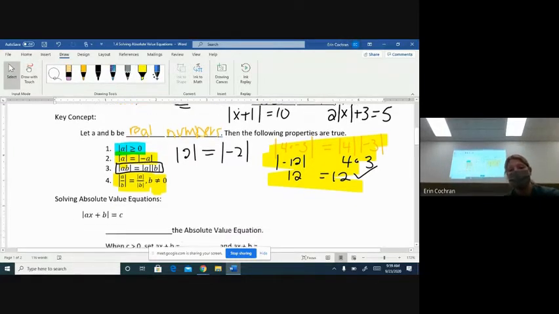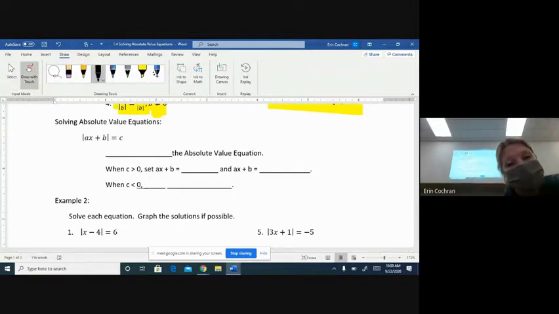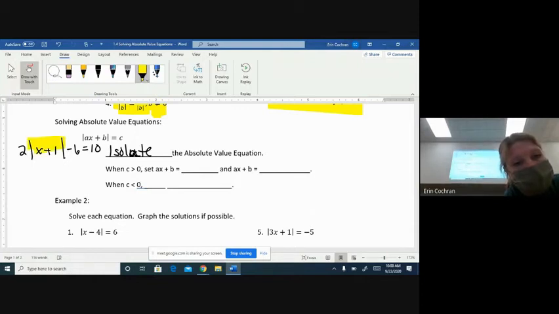All right, now we're actually going to solve these. So solving an absolute value equation, the first step is to isolate the absolute value. I teach math, and I can't even spell right now, sorry. That means the absolute value should be the only thing on the left-hand side. So if I have a problem like this, 2 times the absolute value of x plus 1, minus 6 equals 10, the absolute value should be the only thing on the left-hand side.